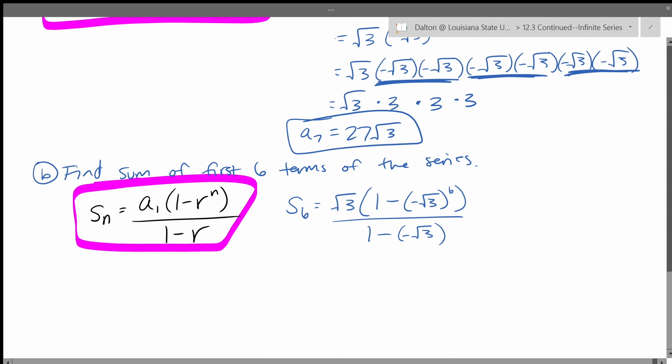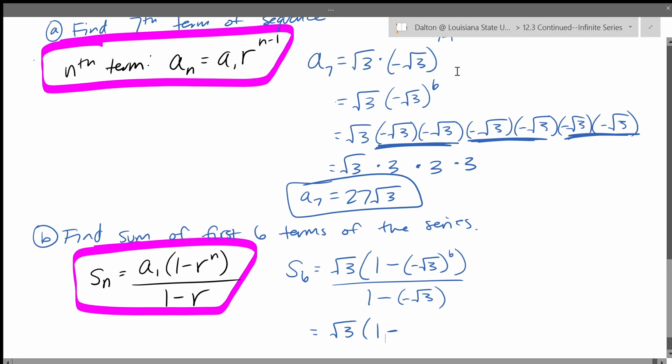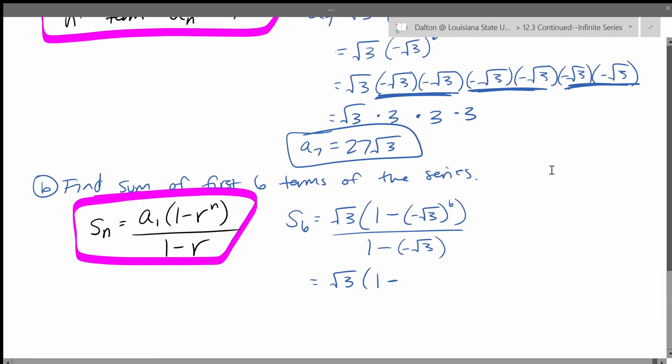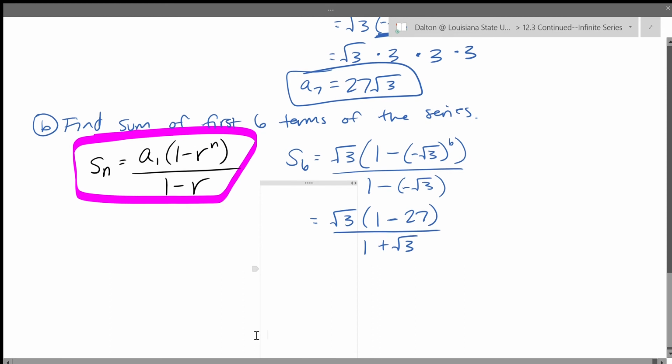So then we'll just simplify what we can. It would be the square root of 3 times 1 minus negative square root of 3 to the 6th power. The reason I chose this number was because you already figured that out in the last problem. You did negative square root of 3 to the 6th power when we wrote everything out. It's essentially just 3 times 3 times 3, which was 27. So that'll be 1 minus 27 all over 1 minus negative square root of 3, which changes to plus square root of 3. And if I simplify this a little further, 1 minus 27 is negative 26 square roots of 3 all over 1 plus the square root of 3.